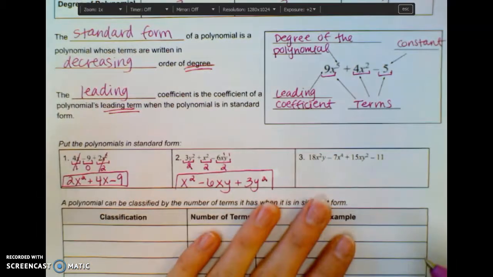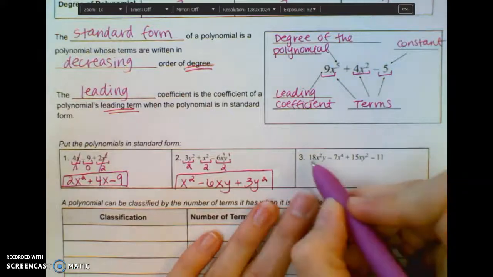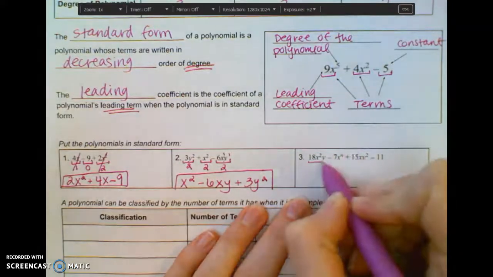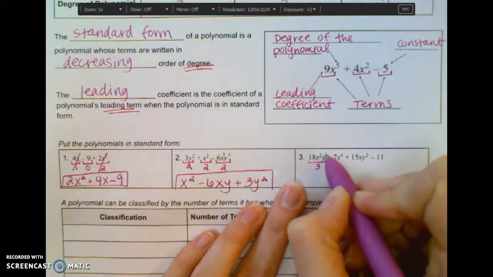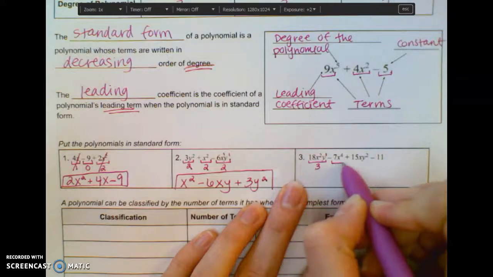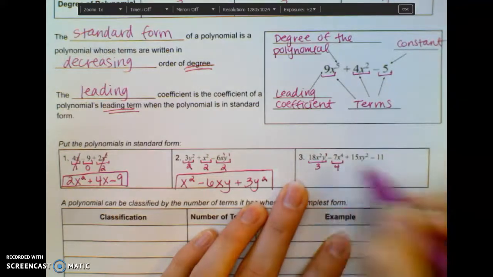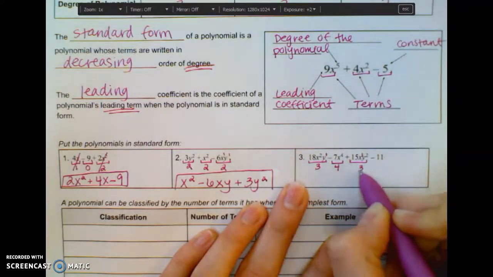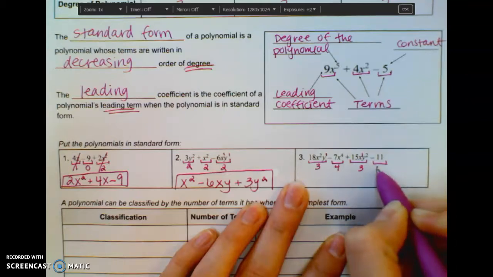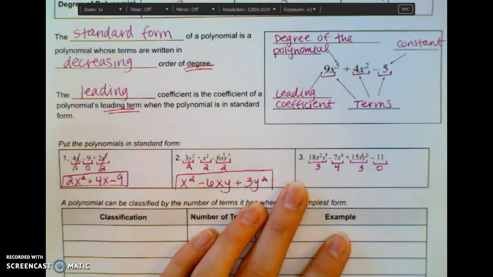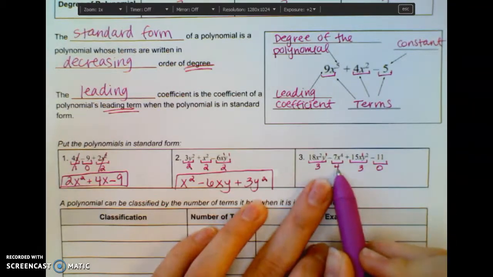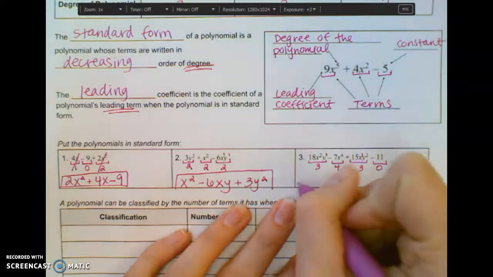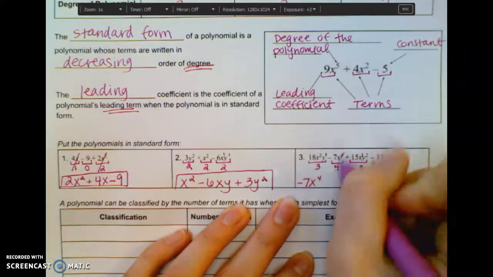Okay? Last one, let's look at these degrees. 18x squared y, we know this has a degree of 3 because that y has a 1. Negative 7x to the 4th, that's degree 4. 15xy squared, that one also has a degree of 3. And negative 11, of course, has a degree of 0. So clearly, first thing we have to do is put that degree 4 first. Negative 7x to the 4th goes first.